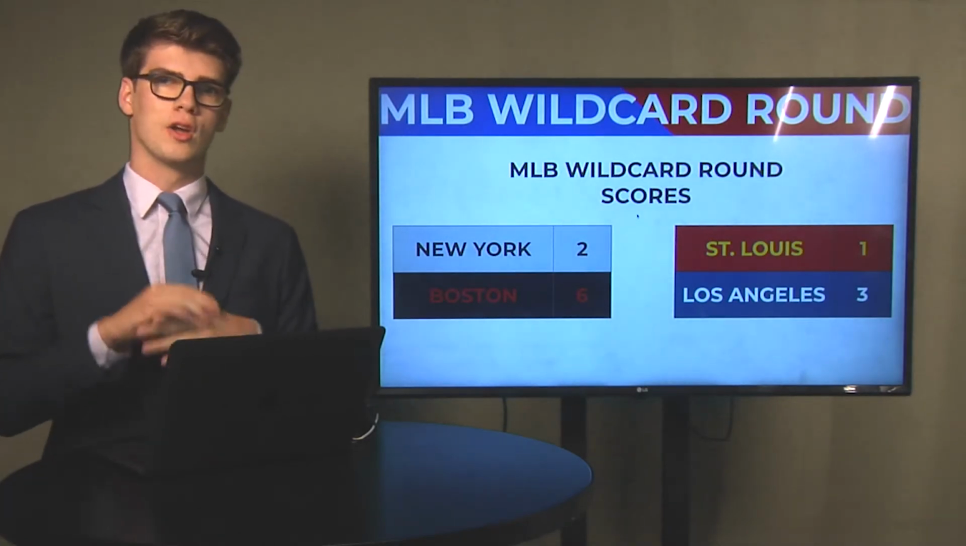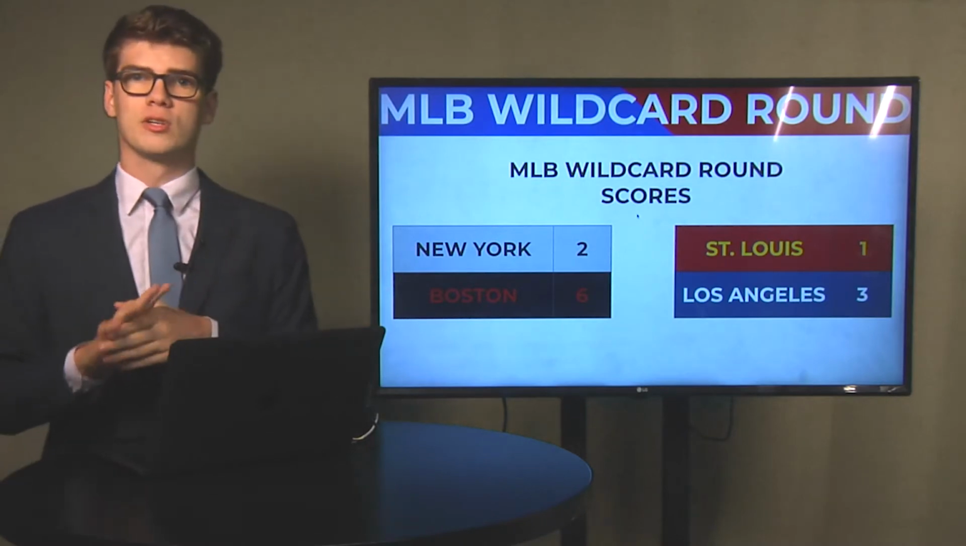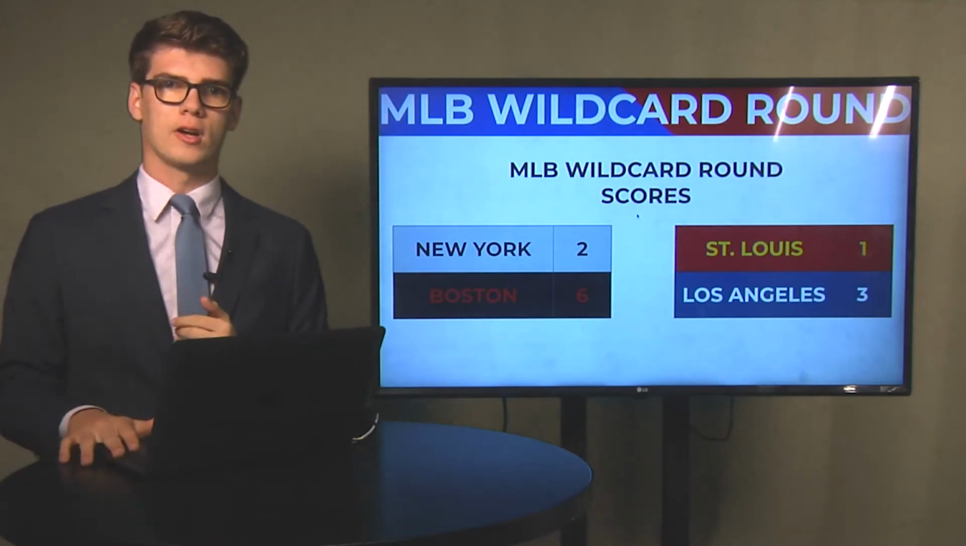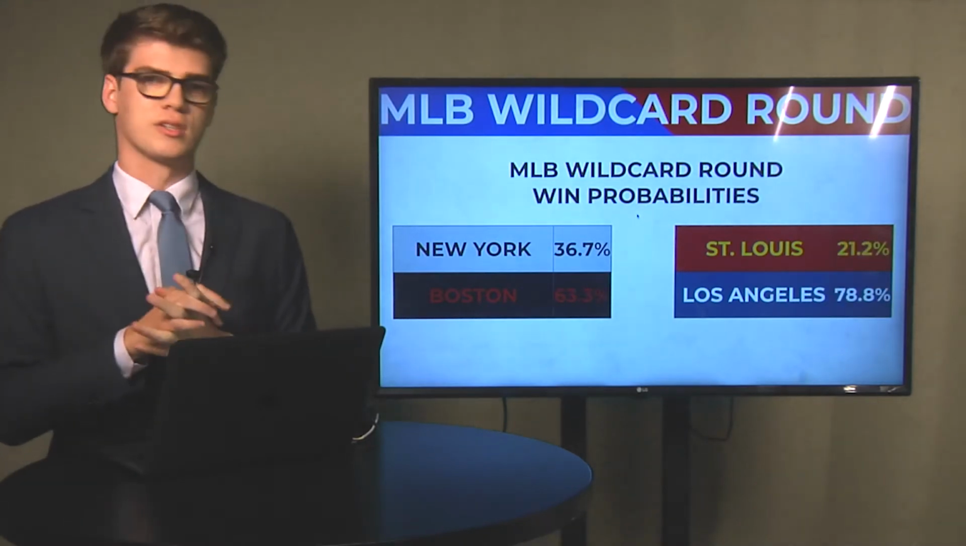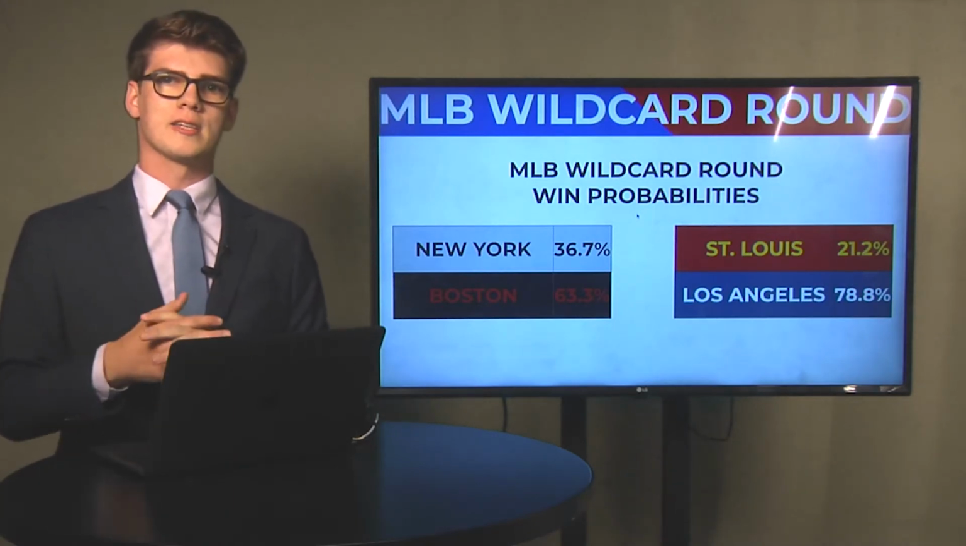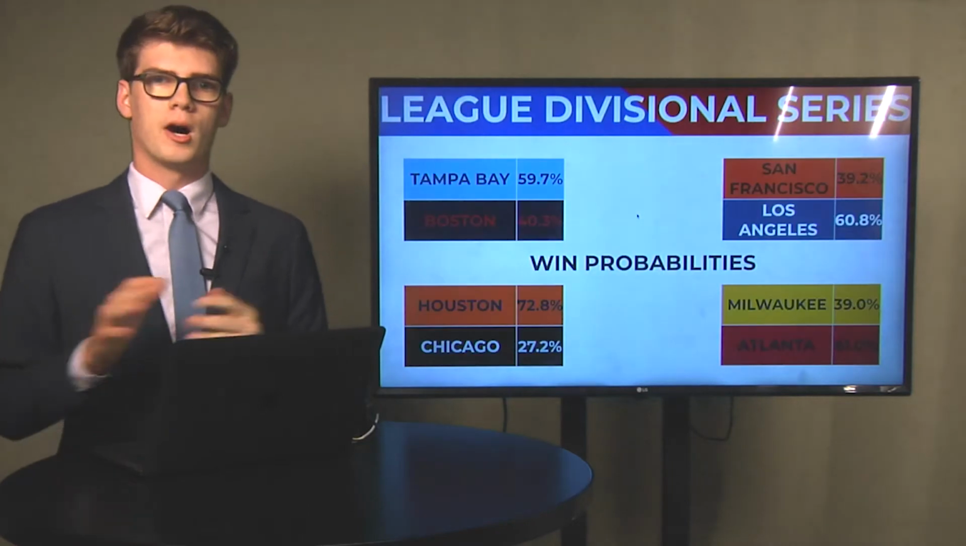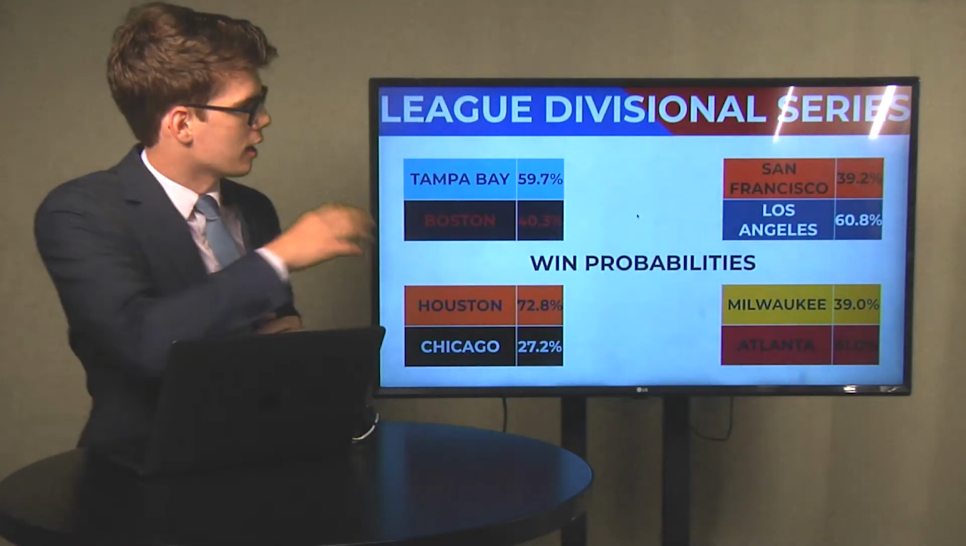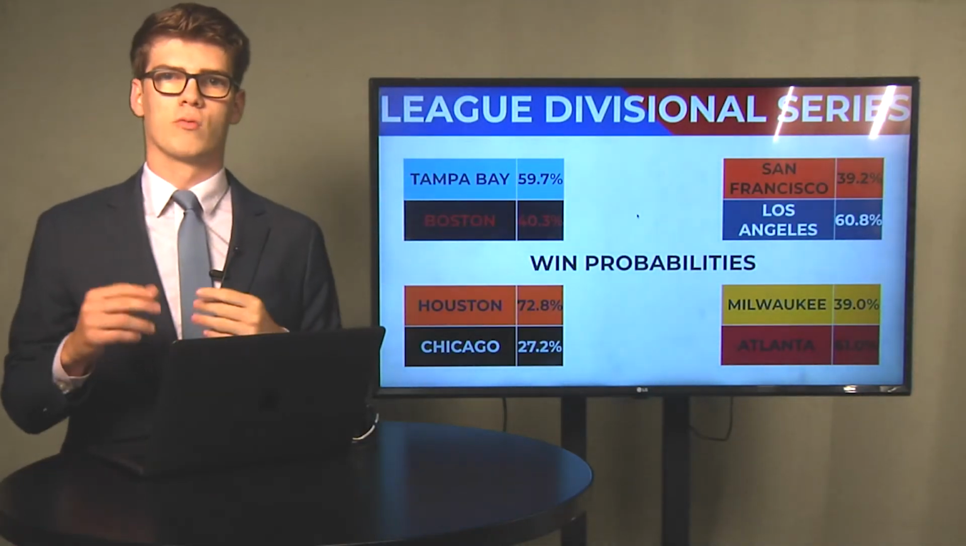Over the previous 2 days of action, the Red Sox and the Dodgers booked their trip to the divisional round. Per the simulations, Boston had a 63% chance to beat New York, and Los Angeles had a nearly 80% chance to beat the Cardinals. This moves us to the LDS matchups with the wildcard winners, Boston and Los Angeles, taking on Tampa Bay and San Francisco, respectively.